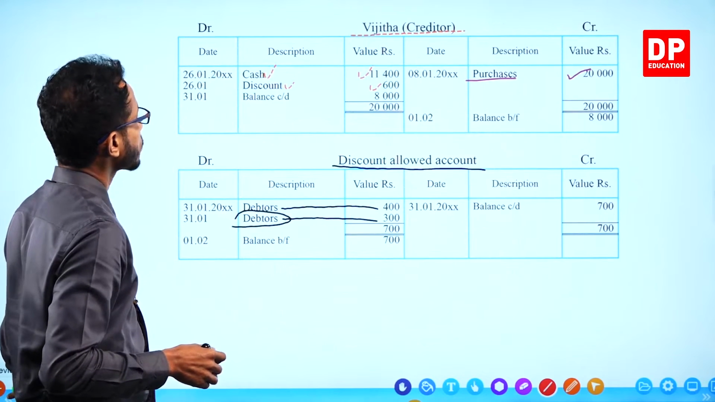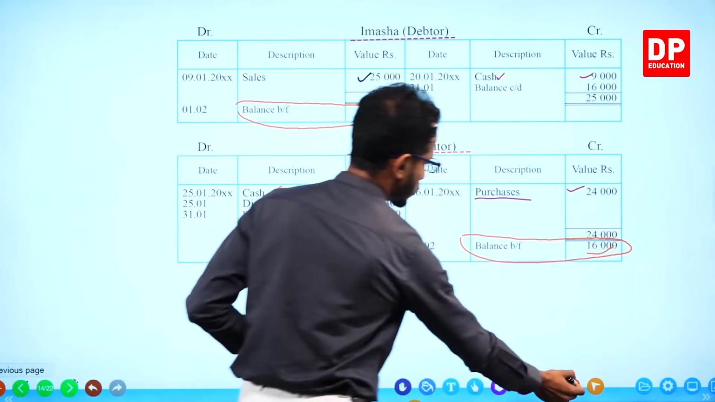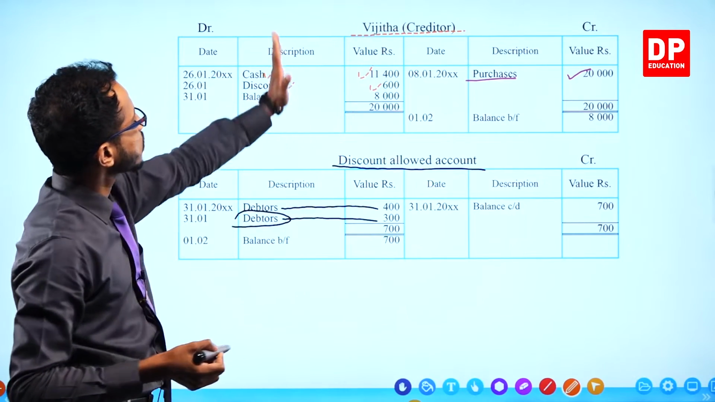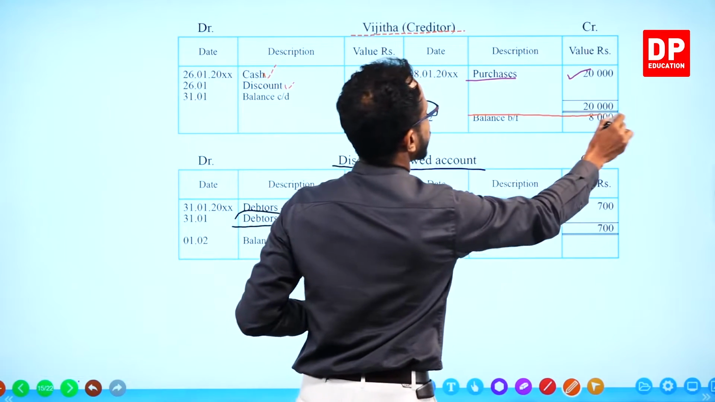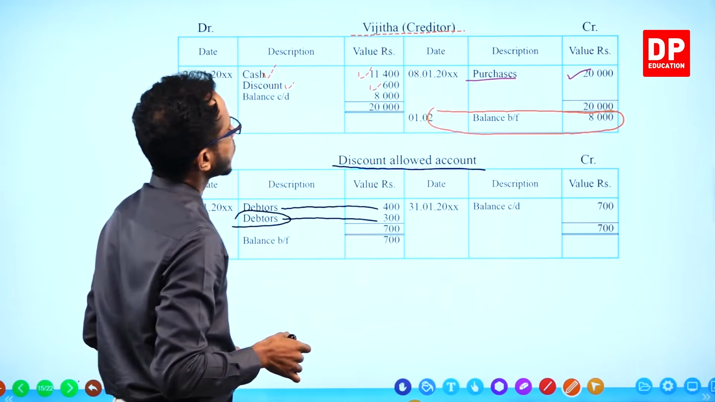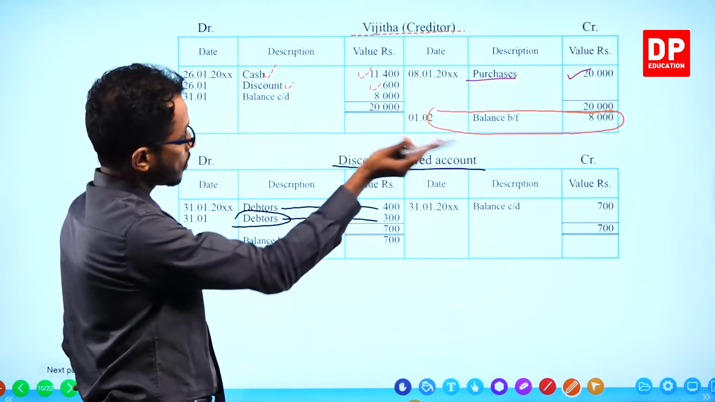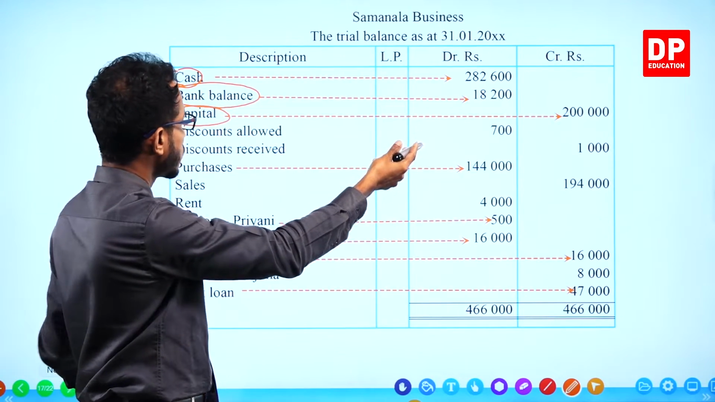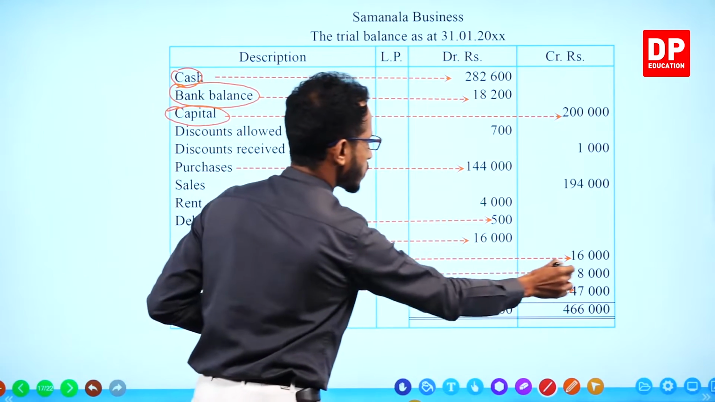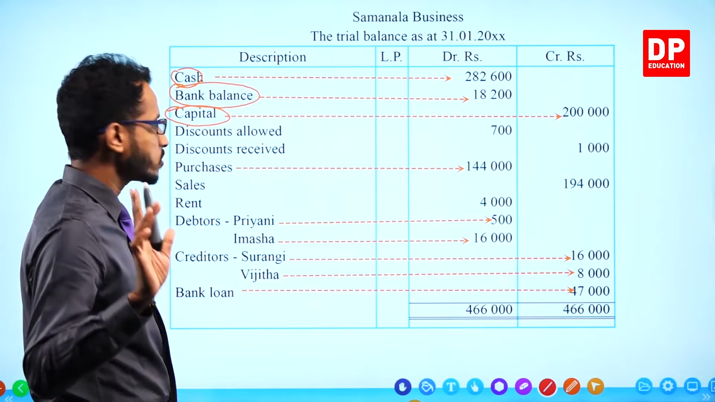Then finally, these both accounts done. Finally we have Vijitha creditor, credit side 8,000. Let's check whether this 8,000 is in the trial balance. Vijitha creditor, 8,000 in the credit side. Okie dokie. We are almost done.